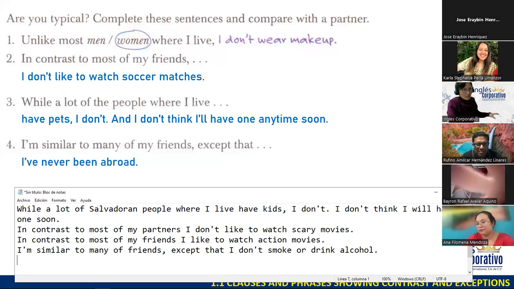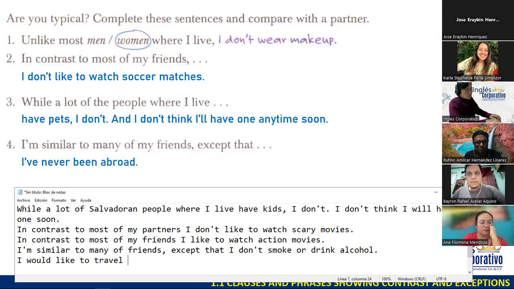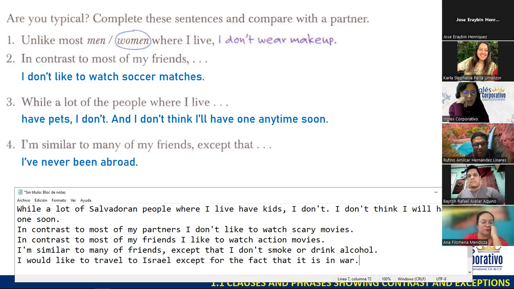Jose, please. I have another example. Okay. I would like to travel to Israel, except for the fact that it's in war. Aquí, ya, bueno, primero voy a escribir lo que usted me dijo. I would like to travel to Israel, except for the fact that it is in war. Let's analyze the sentence. I would like to travel to Israel, except for the fact that it is in war.